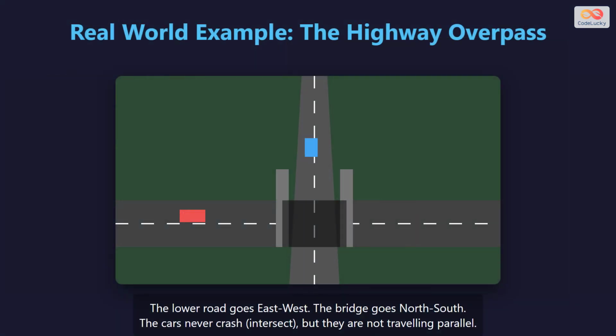A perfect real-world example is a highway overpass. Imagine a red car driving east on the ground level and a blue car driving north on a bridge above it. Their paths cross, but because of the height difference, the cars never collide. These roads are acting as skew lines.